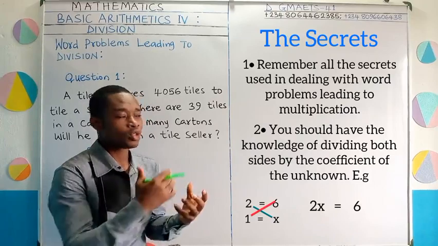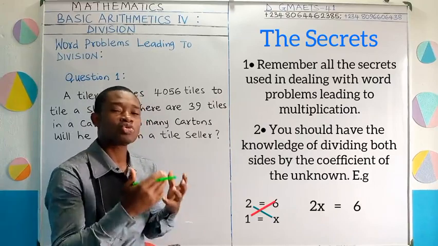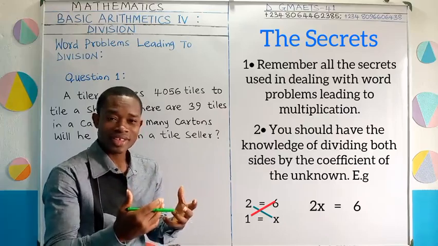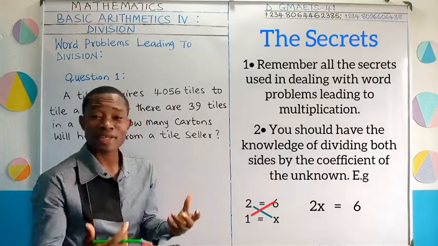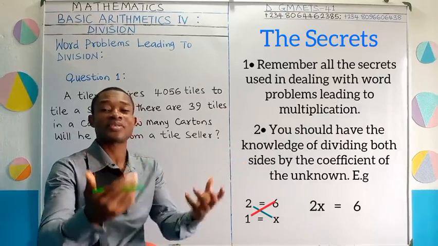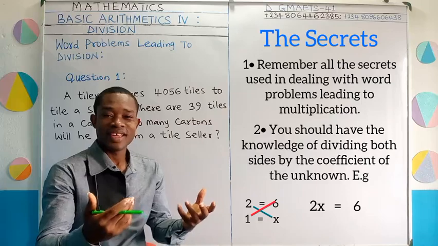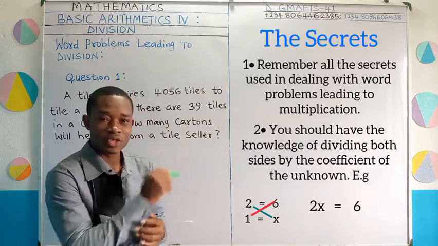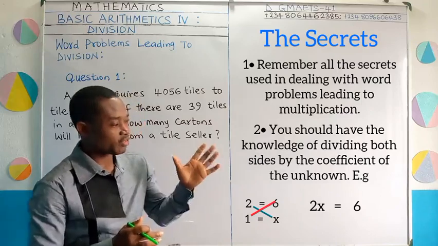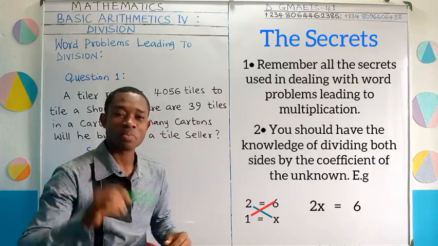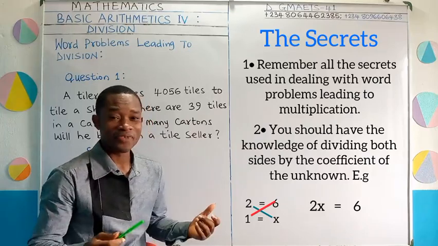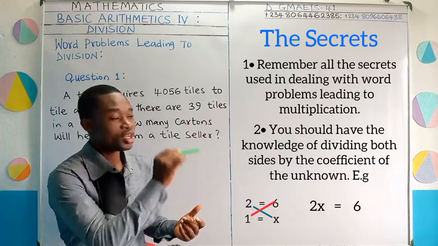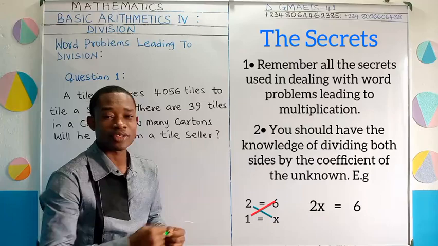And if I give you 2x equal to 6, that 2x is simply 2 times x. So 2x equal to 6 is the same as 2 times x equal to 6. Now you are looking for x. What is the coefficient of that unknown x? The coefficient of that unknown is the 2 that is multiplying that x. Therefore, you are going to have 2x divided by 2 equal to 6 divided by 2.